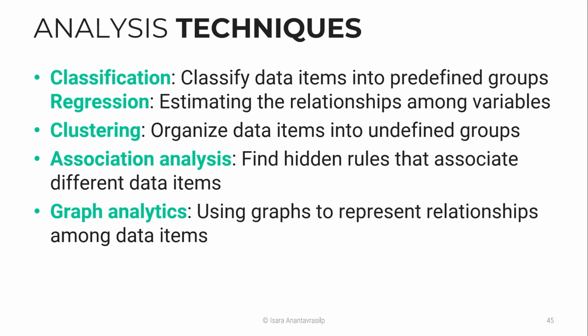Another one is regression. It's the process of estimating relationships among variables. And clustering is to organize data items into undefined groups. Association analysis is to find hidden rules that associate different data items together. And then we have graph analytics. It is to use graphs to present relationships among data items. Now let's have a look at these techniques in detail.